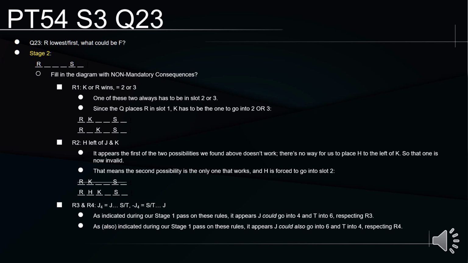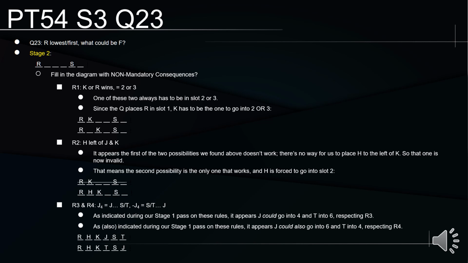But as also indicated during our stage 1 pass on these two particular rules, it appears that J could also go into slot 6, and then we could throw T into slot 4, which respects Rule 4, because that tells us anytime J isn't fourth, S and T come before it, to the left of it, and that would be what happens here.